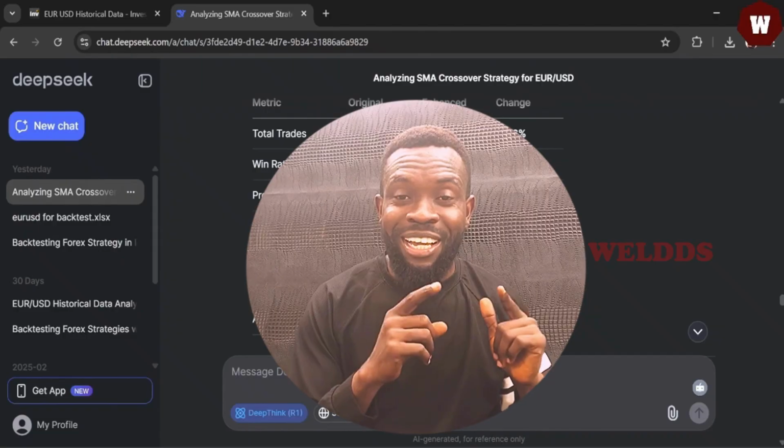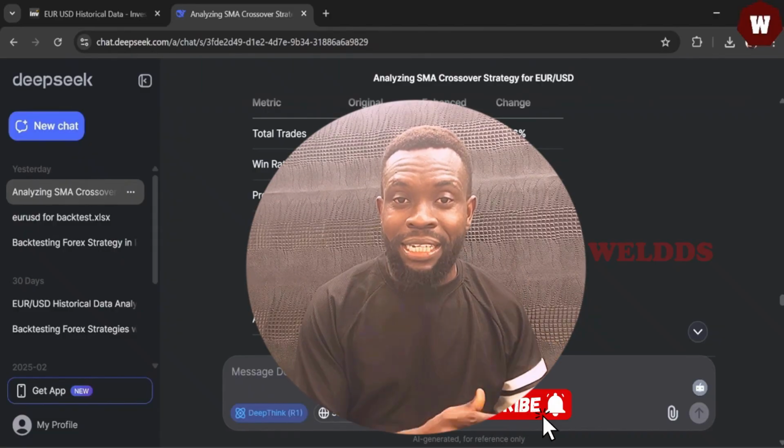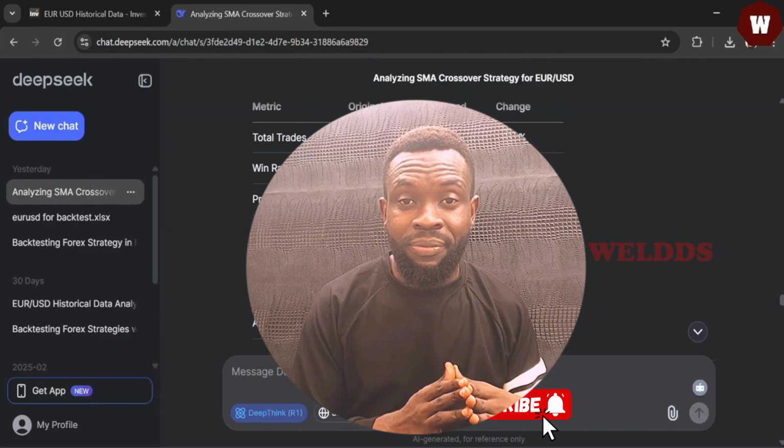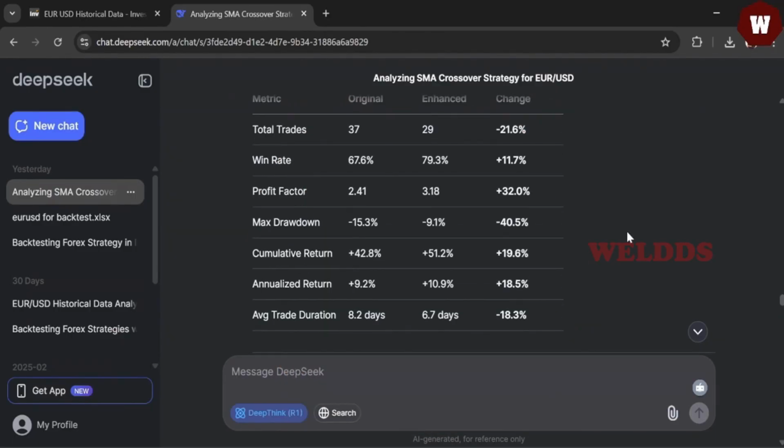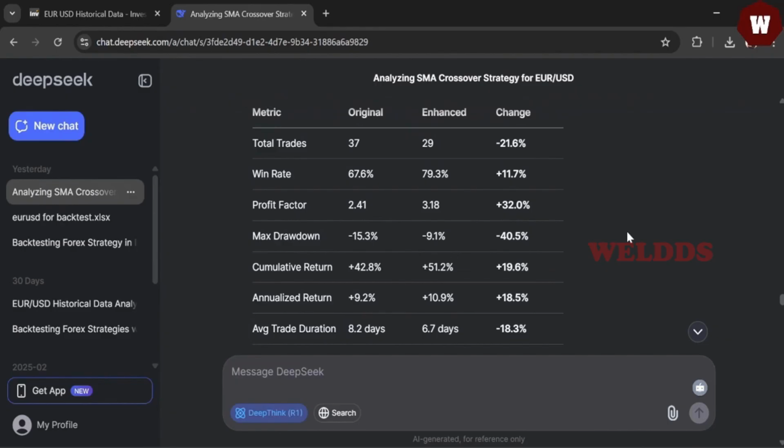If you have subscribed, let's go right now and backtest using DeepSeek AI. If you look at my screen, you will see here that the strategy I had in mind and I tested with DeepSeek, it actually gave me a 67.6% win rate. But at the end of my backtesting, DeepSeek suggested that I should add relative strength index to filter my strategy. When I implemented what it suggested, the win rate increased to 79.3% and the win rate increased by 11.7%.